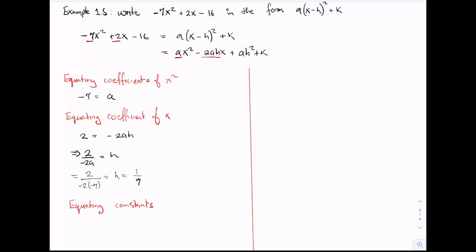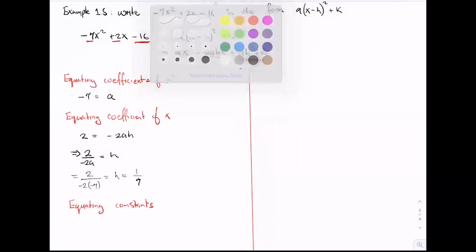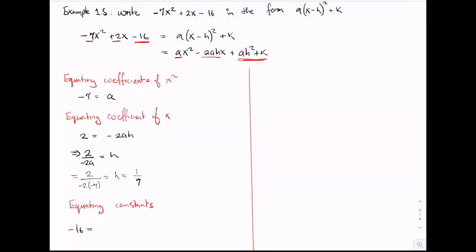Next, we move on to finding k, and we find k by equating the constant terms. So if you look at our equation, we have negative 16 being equal to a h squared plus k. So let's write that down. We have negative 16 being equal to a h squared plus k. This means we can solve for this by transposing, and as I said, the transposition step is always the same. So k is equal to negative 16 minus a times h squared. Let's plug in those values. That's negative 16 minus a. What is a? Negative 7. So we have our negative 7 right here, and we're multiplying that by 1 over 7 all squared.